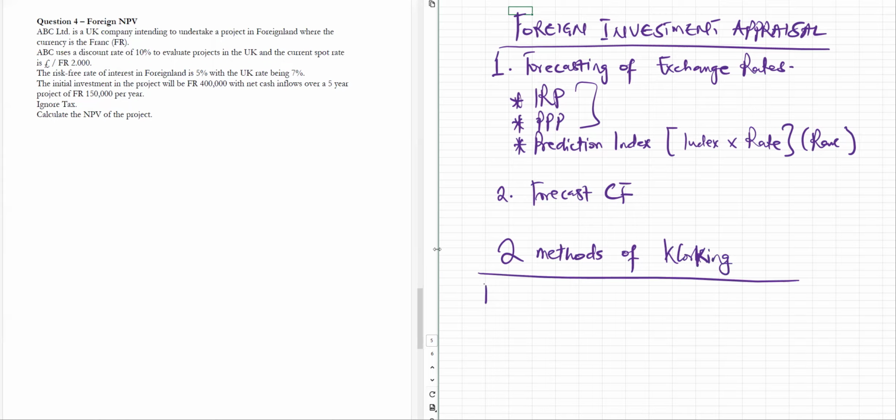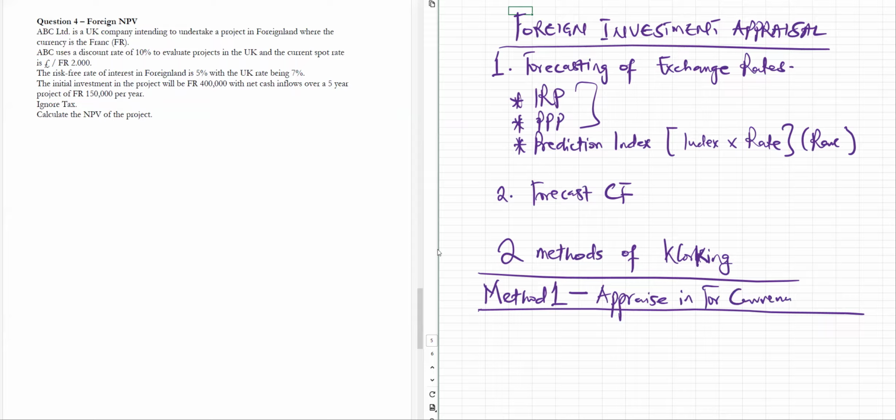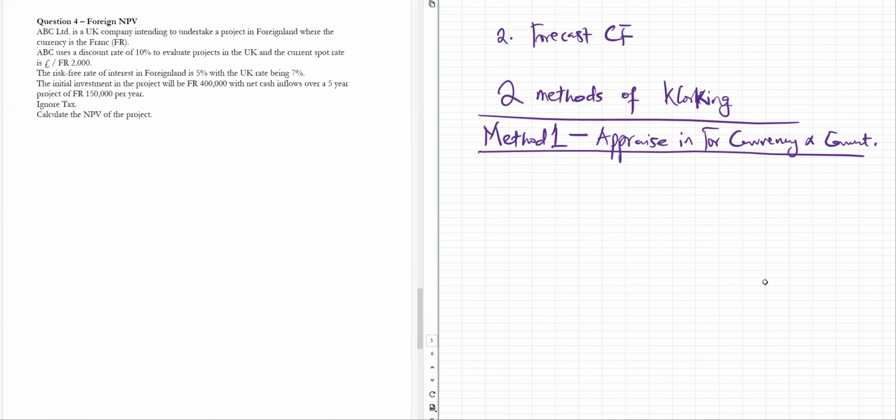So the first method, let me call it method one or approach one, is where we appraise everything in foreign currency and discount to the home currency. So this one we appraise in the foreign currency, and convert. Okay, so this is the first method. What does this mean? It means that we are going to do everything in the foreign currency. So what you do is that you will forecast your cash flows in foreign currency.